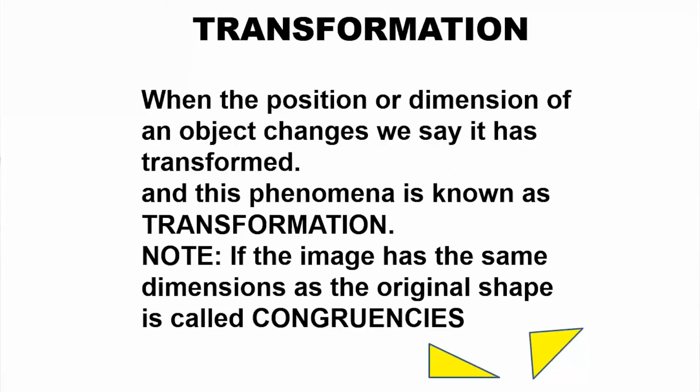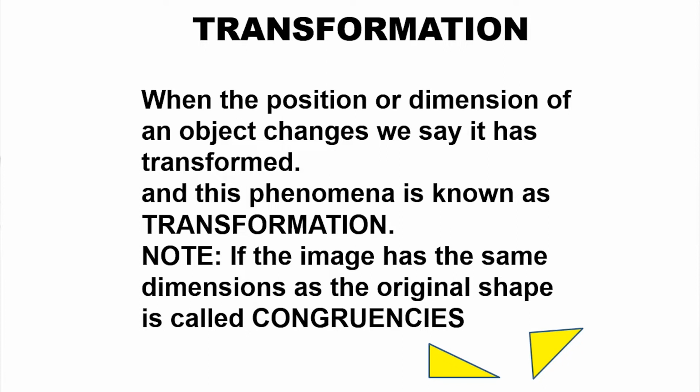Like I said before, transformation means when the position, dimension of a shape or both of them changes. You say such object or shape has been transformed. Such a phenomenon is called what? Transformation. Note, if the image has the same dimension as the original shape, it's called congruencies.